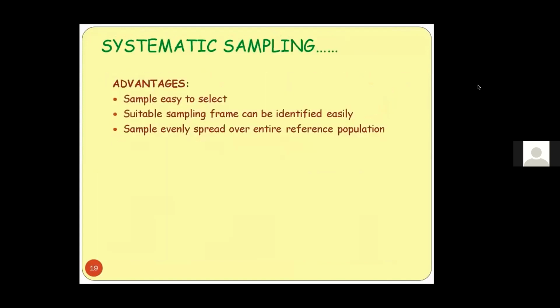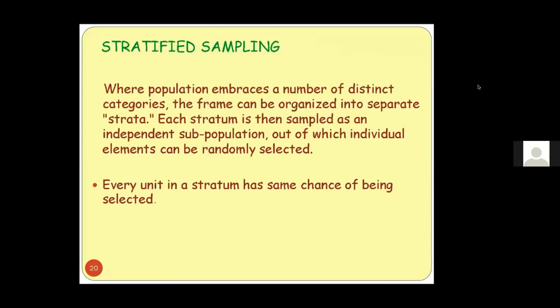Systematic sampling has several advantages. The sample is easy to select, a suitable sampling frame can be identified easily, and the sample is evenly spread over the entire reference population. The sample may be biased, however, so this is a disadvantage if hidden periodicity in the population coincides with that of selection. It also may be difficult to assess the precision of estimates from one survey.